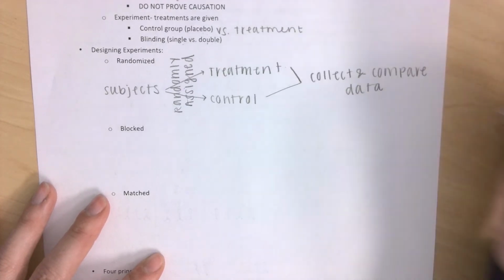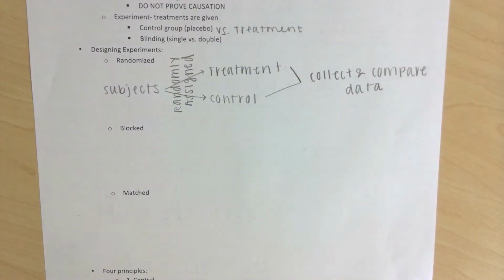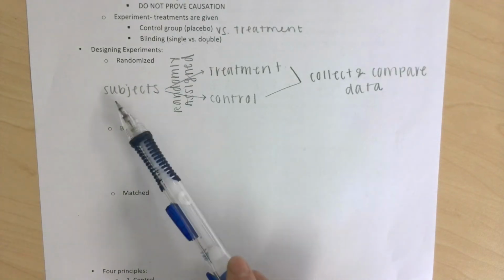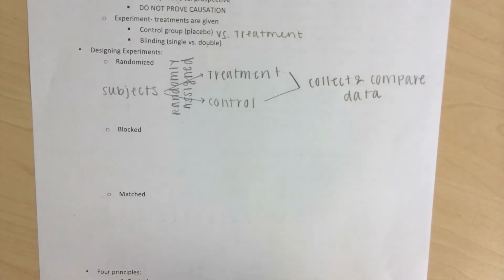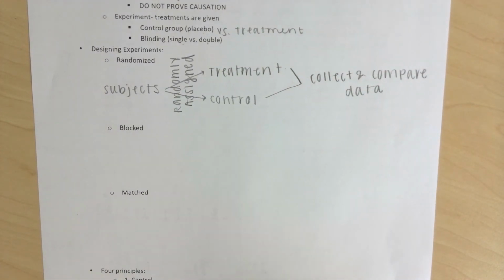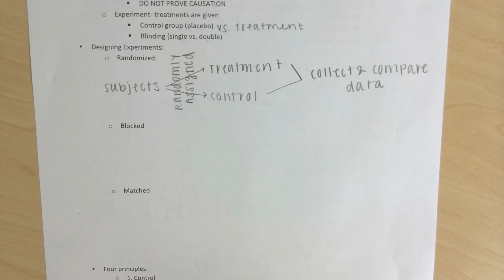On the AP exam, if you're asked to design an experiment, they're okay if you make this little diagram here, but you do want to be very specific. So if they tell you the number of subjects, make sure you include that. Instead of just saying collect and compare data, be specific. What variable are you collecting and comparing?